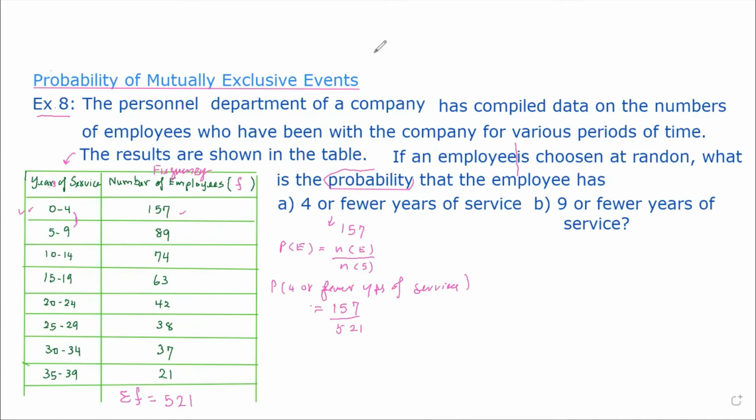Okay, then we come back to question B. Question B, we can do the same thing. So 9 or fewer, use the same formula, correct? This one is 9 or fewer years of service, so where does it drop in? 5 to 9, right? So it becomes 89. So we have P of 9 or fewer years of service.